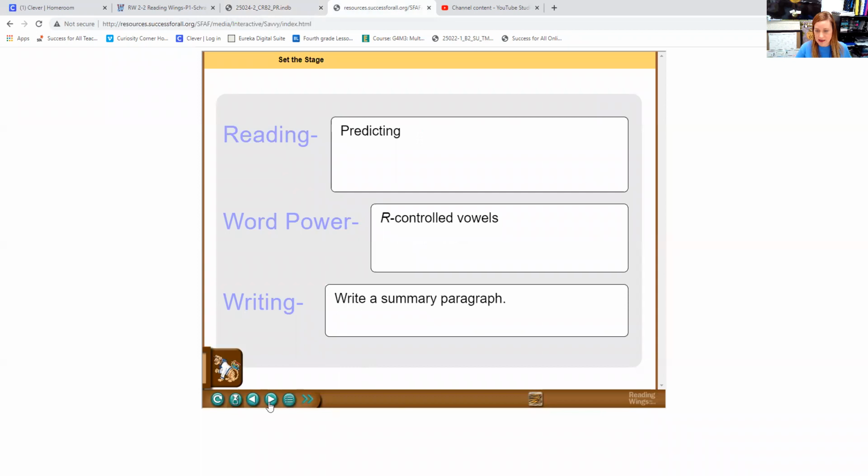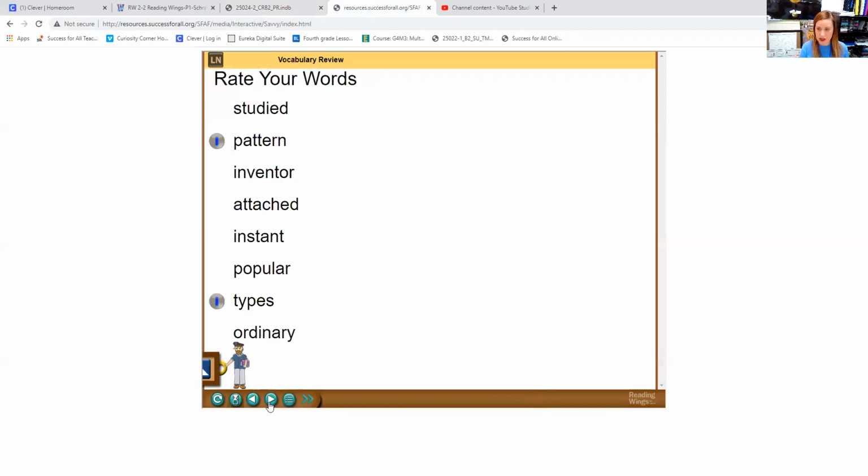Let's look at our vocabulary words. So this is where you're going to be doing day 1 if you're watching this at home.